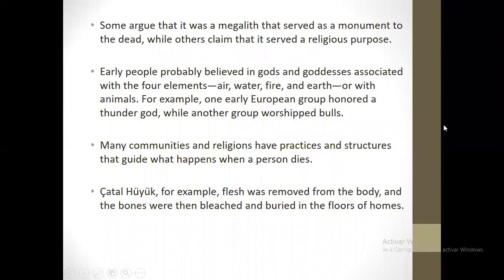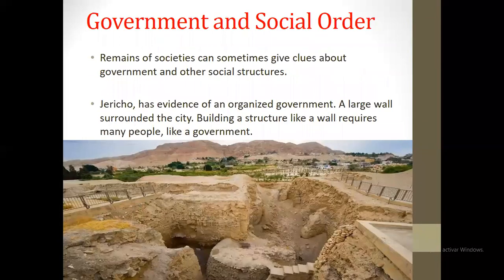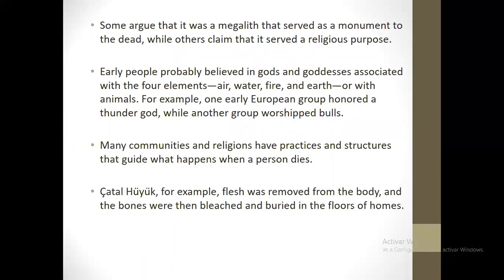Now, early people probably believed in gods and goddesses associated with the four elements. Ellos pensaban que entonces ellos le rendían culto a los elementos de la tierra, que era el aire, water, fire, and earth, que es el aire, el agua, el fuego y la tierra. Or with animals, o también ciertos animales. For example, an early European group honored a thunder god, el dios del trueno, while another group worshipped bulls. Otros adoraban a los toros.